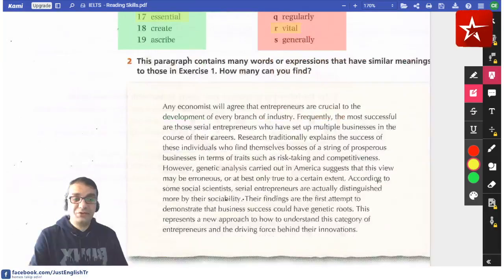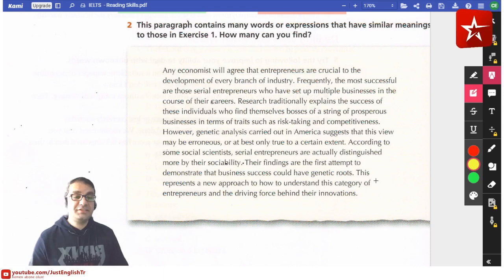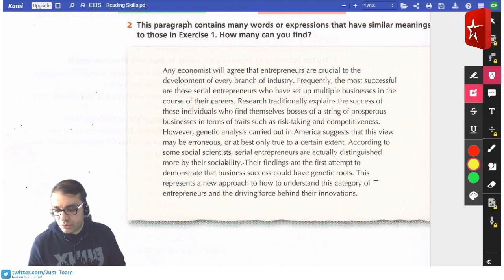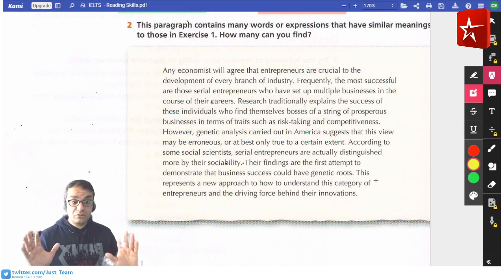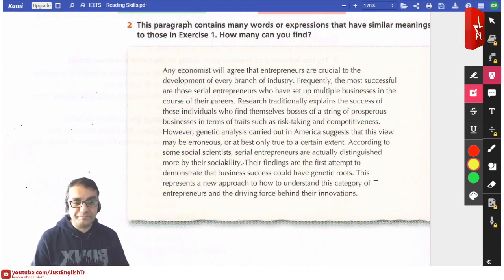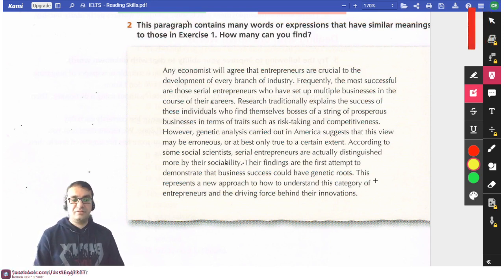Okay, now let's go back again to the paragraph. Since Metin said, okay, now find for me the similar words, similar meanings. I need you to find it for me. Now everyone said, first they said crucial, essential, boss, owners, correct. Give me more. Because this training will give you the view of how to read in a short time in the exam. This is very important here.